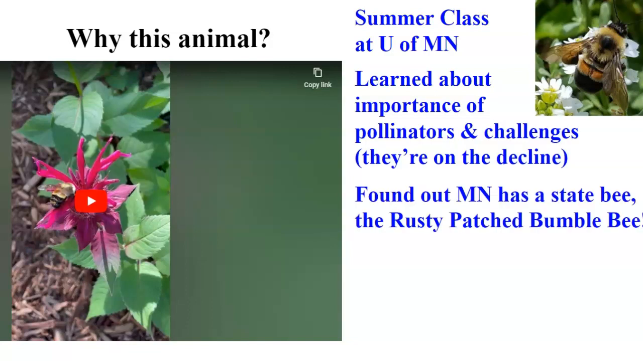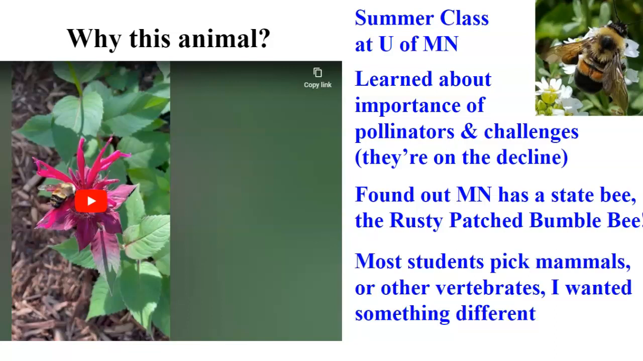I learned that Minnesota has a state bee called the rusty-patched bumblebee, which also happens to be endangered. For projects like this in class, most students pick mammals or other vertebrates, and I wanted to pick something different, so I chose an invertebrate, and I focused in on this specific one, the rusty-patched bumblebee.